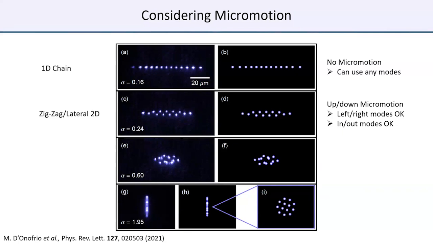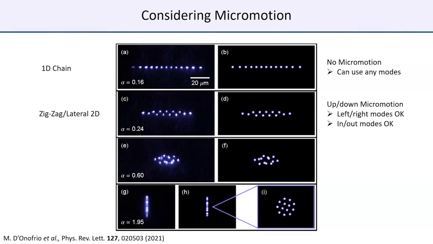Left and right is okay because there was never micromotion along that long axis. This way, you have a problem because you have micromotion along this direction, and also you have ions at non-zero positions along that direction. Yes, I'm still talking about the Paul trap.